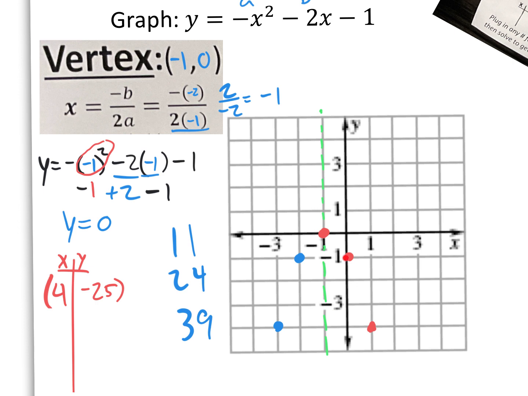How did I do that? It's 1 unit away from the axis of symmetry, go 1 unit this way. This one's 2 units away, so go 2 units this way. And you have your parabola. There it is.